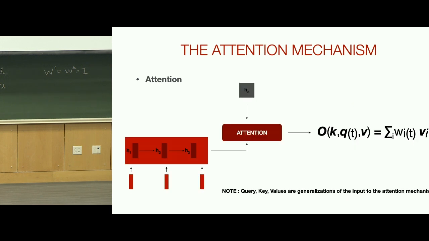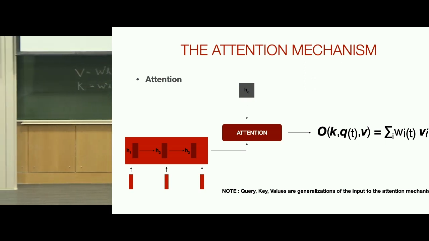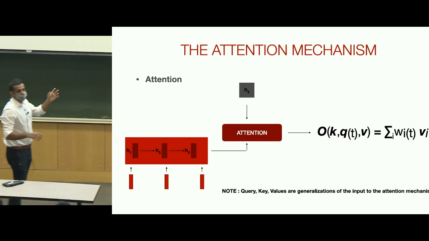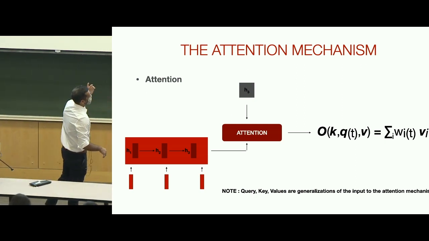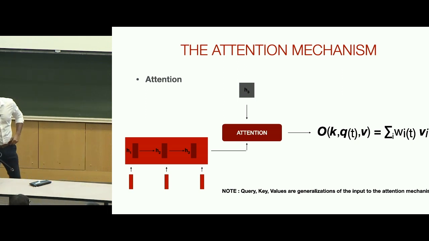And this is what the attention mechanism is. It is trying to find how important different inputs in the encoder are to take a decision at the current time step of generation. And that is what the attention mechanism does. Any questions here? Yeah, sorry.